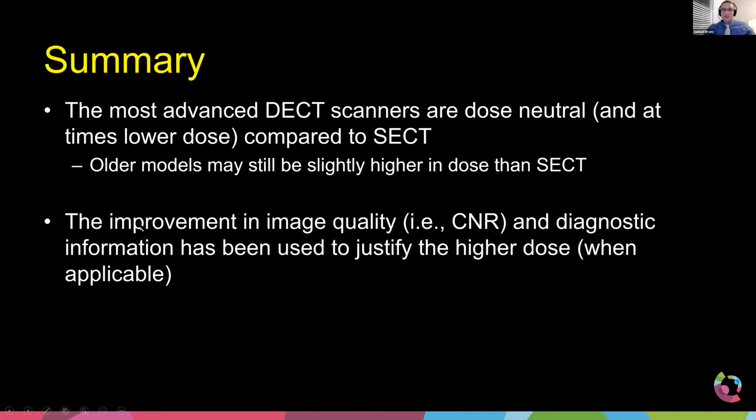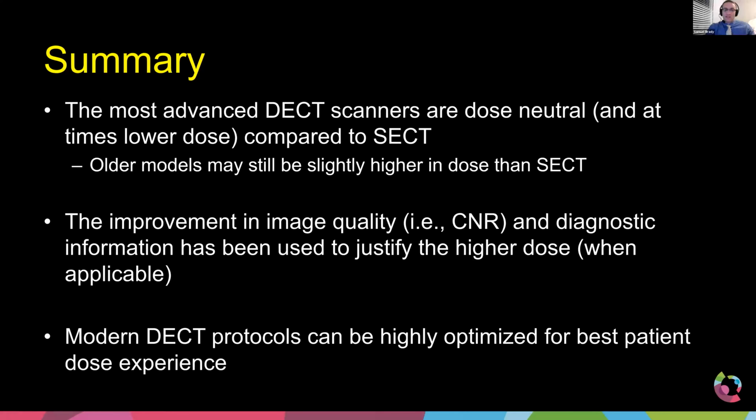Obviously, dual energy provides an enhancement of image quality, so you get a much greater contrast to noise ratio, and you get much more diagnostic information. Therefore, in the cases where maybe the dual energy CT is just a little higher in dose than the single energy, one may argue the benefit to risk ratio is still much more tilted towards the benefit side. And modern DECT protocols can be highly optimized for best patient dose experience.